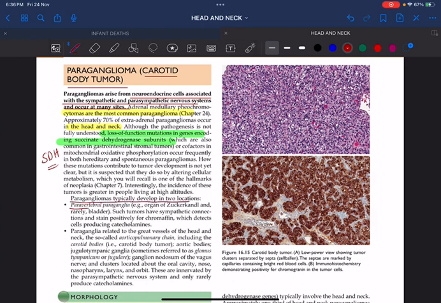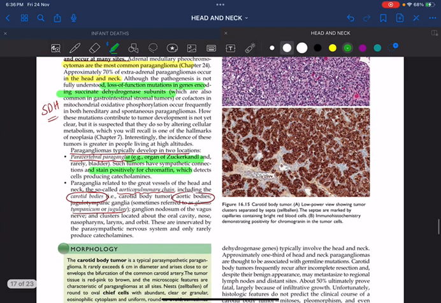Number one, paravertebral paraganglia, and next is the aorticopulmonary chain, which includes the carotid bodies and the aortic bodies, also called glomus tympanum or glomus jugulare. In the paravertebral paraganglia, we have the organ of Zuckerkandl, and similar to other neuroendocrine tumors, they also stain positively for chromaffin, which detects the cells which produce catecholamines. There is epinephrine and norepinephrine.